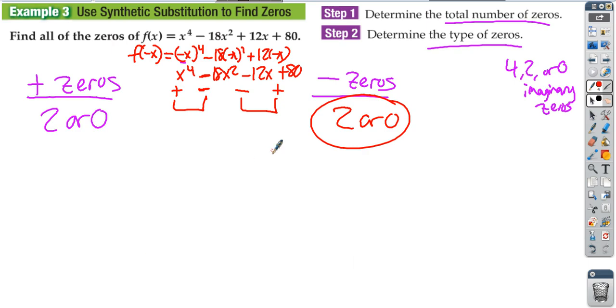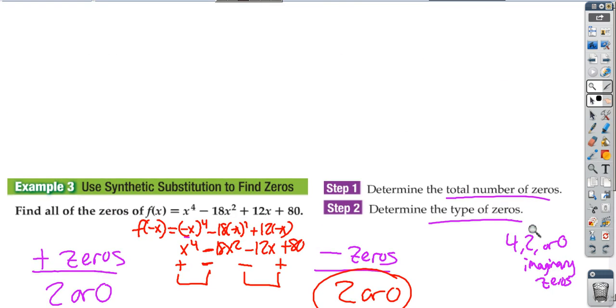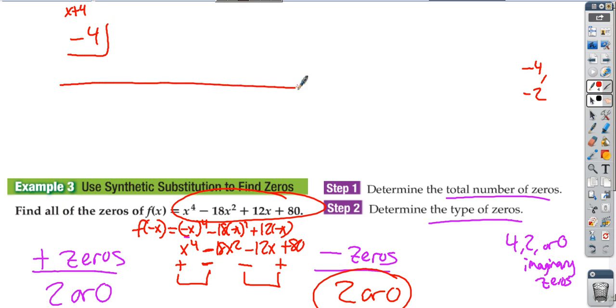So when they say synthetic substitution, that means using synthetic division. So let's do that right now to just narrow this down. So when we plugged into our table, we had zeros at negative 4 and negative 2. So I'm just going to take this equation, and we'll use negative 4 as our first example. That represents x plus 4. If you plug in negative 4 for x, you get a 0.